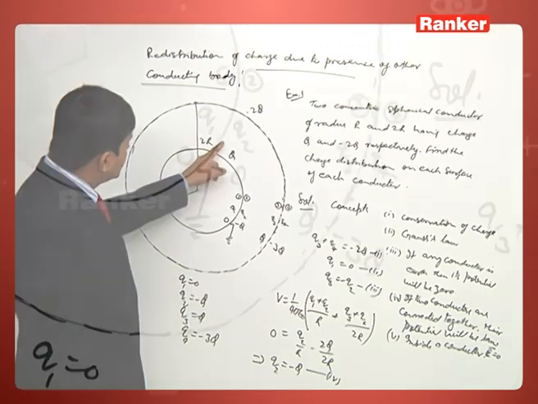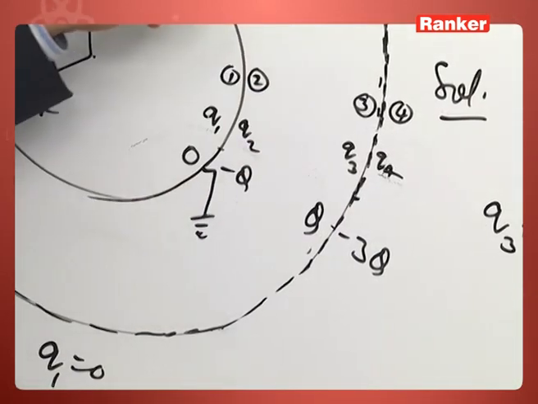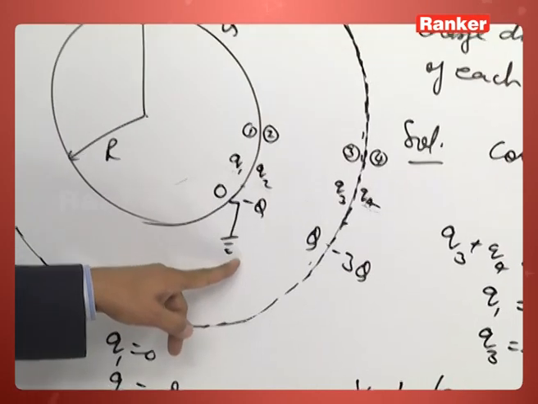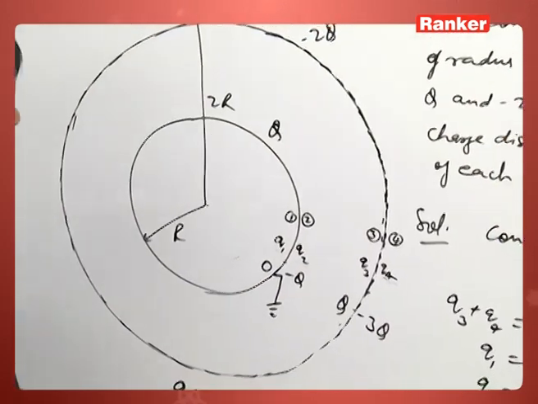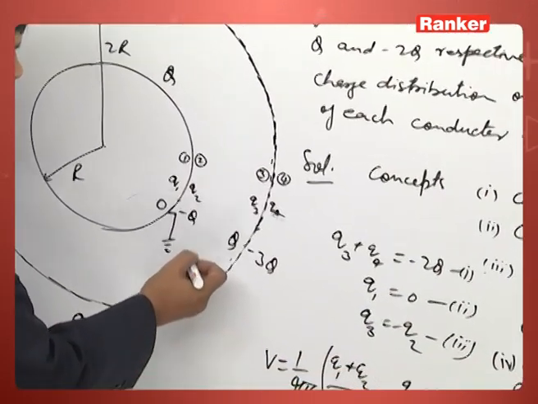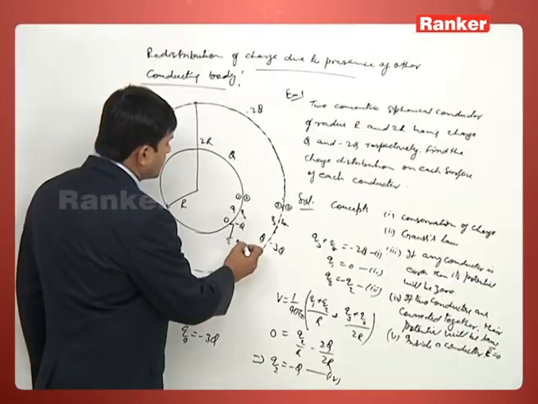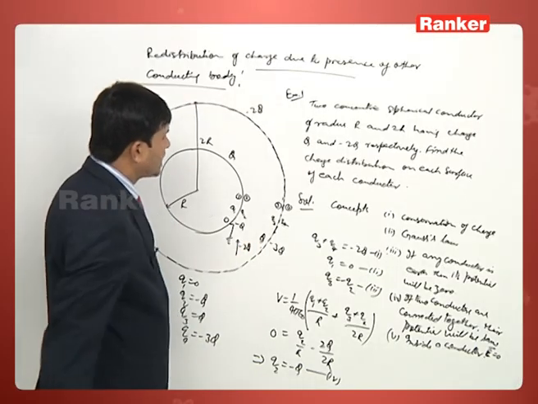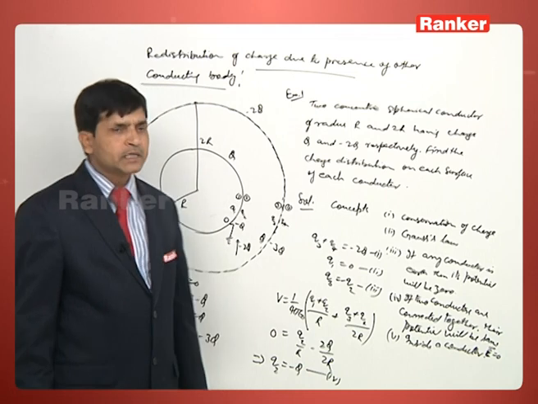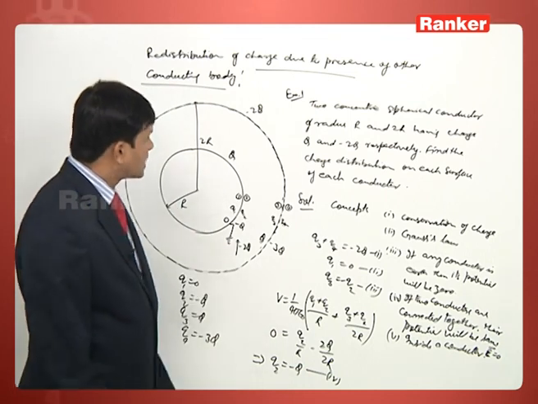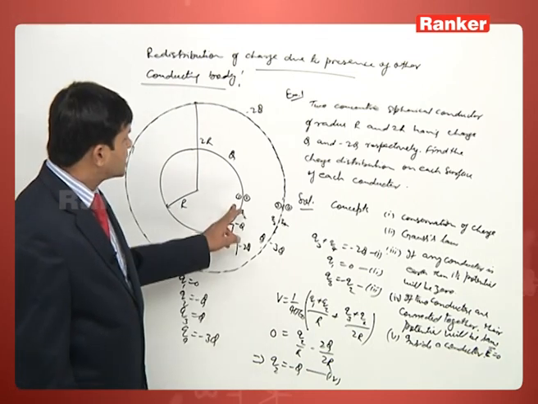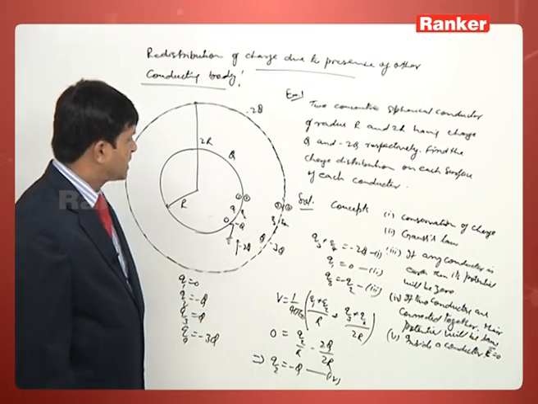See, before earthing the charge was Q, after earthing the charge is minus Q. It means how much charge has come from earth? Minus 2Q charge has come from earth, and that minus 2Q charge is keeping this shell at zero potential.